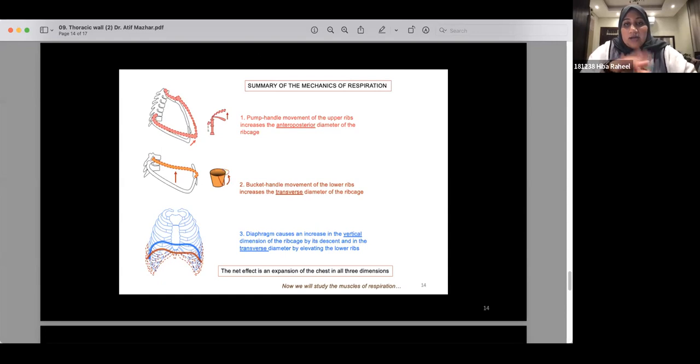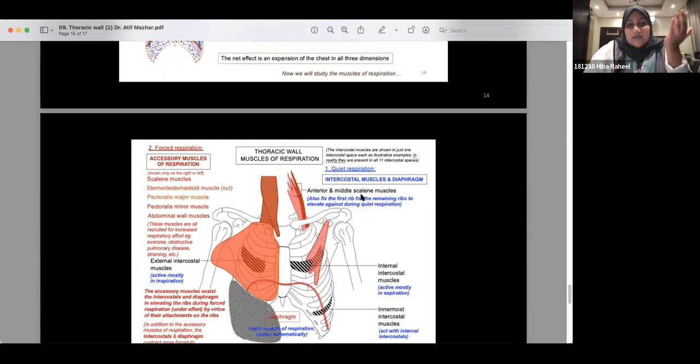So again, the upper ribs, 2 to 6, increase the anterior-posterior diameter through the pump handle movement. The 7 to 10 ribs increase the transverse diameter by the bucket handle movement, and the diaphragm increases the vertical diameter. And that's it.